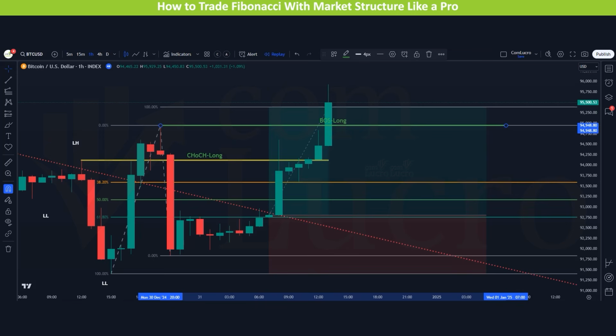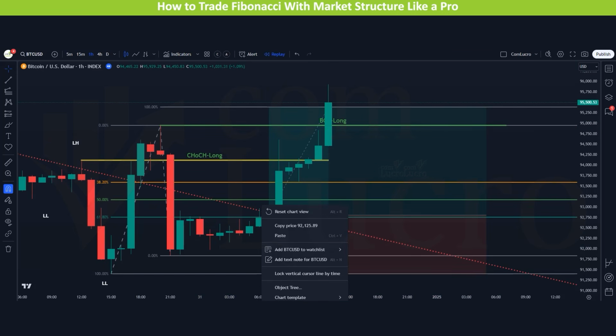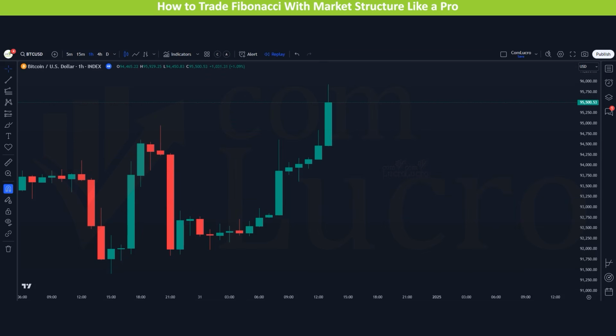Now, with the market clearly signaling a change in direction, it's time to adjust our approach and align with the newly established bullish trend. Following the CHoCH and BOS, which confirmed the shift in structure from bearish to bullish, our focus moves to fresh buying opportunities. The first step is to clear the old bearish markings, like LH and LL, since they no longer apply in this new context.